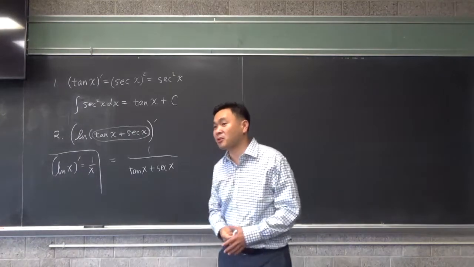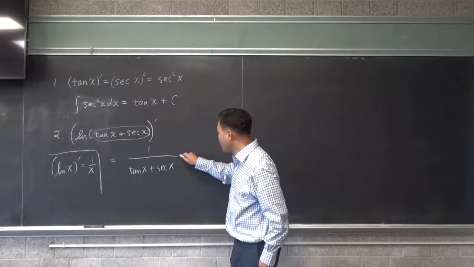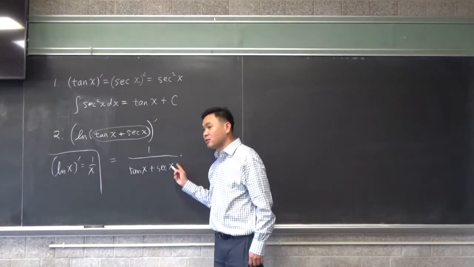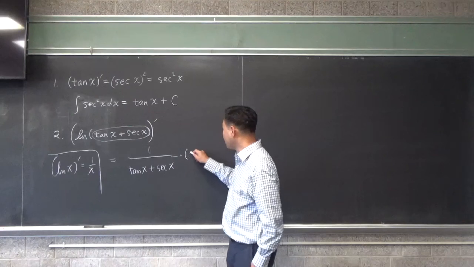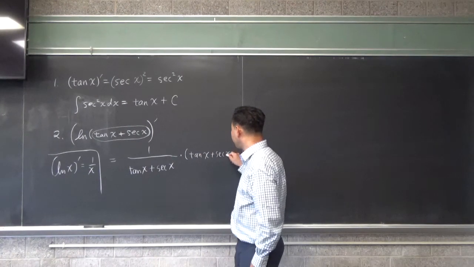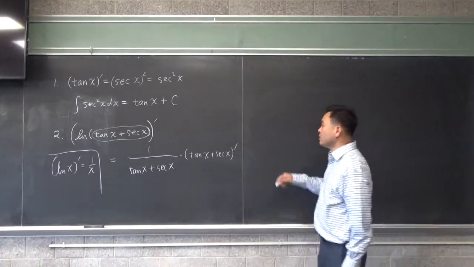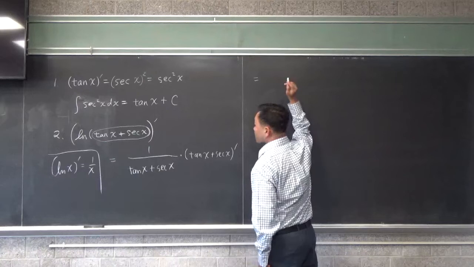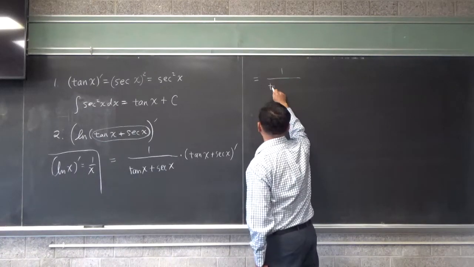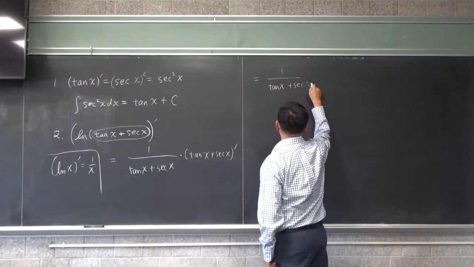But we don't stop there, do we? What do we do after this? Yeah, whatever you treat as a single letter, you're supposed to differentiate. You have to differentiate this. All right, so let's try to simplify this. 1 over tangent of x plus secant of x.